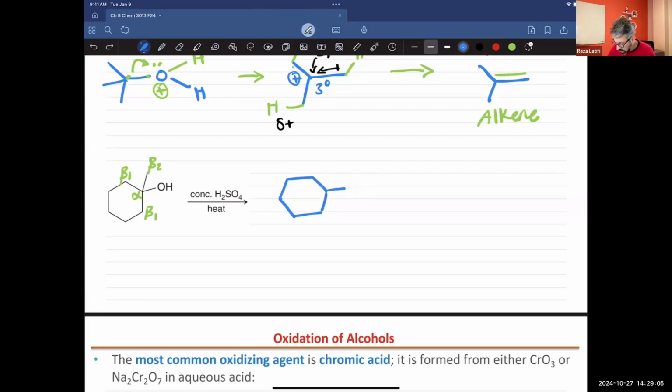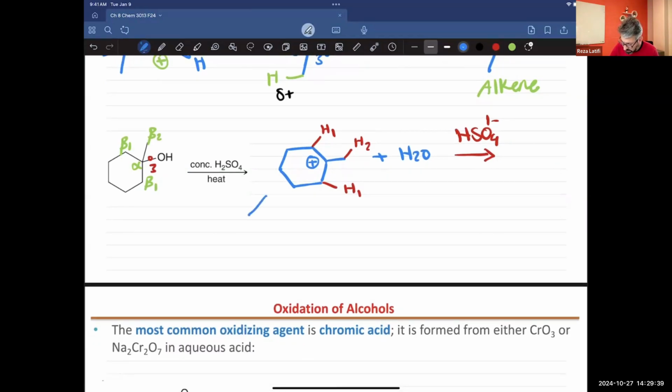I get this carbocation here, and because this is a tertiary carbon, it can easily handle the positive charge. Next step, our base can take a hydrogen from here, this one, or that. Let's call this one 1, and that one 2. If we go after any of the beta 1 hydrogens, the product will be something like this. So if we go after beta 1, the product will be this. And if we go after beta 2, then the product will be this compound.